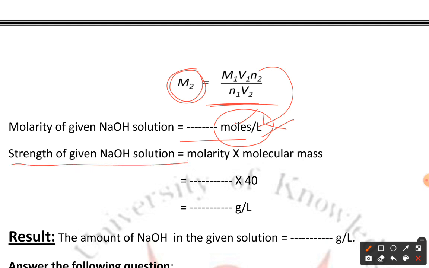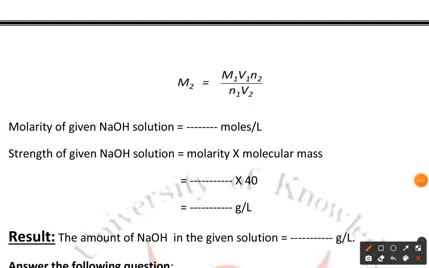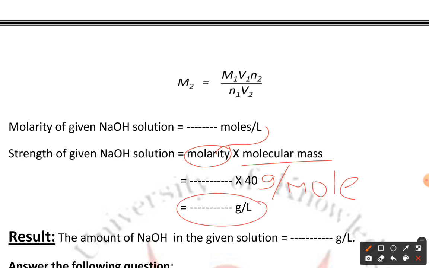They are asking about the NaOH solution, right? So strength of NaOH solution equals what? Molarity into molecular mass. Molarity, you already got from here. The molar mass of sodium hydroxide is 40 gram per mole. So finally you are going to get the strength of solution.